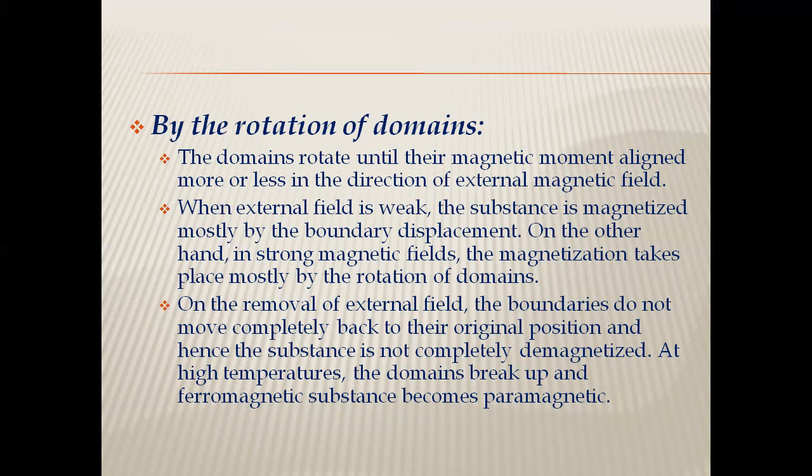When the external magnetic field is weak, the substance is magnetized mostly by boundary displacement. On the other hand, if the applied field intensity is high, the magnetization takes place mostly by the rotation of domains. On removal of the external field, boundaries do not move completely back to their original position. Hence, the substance is not completely demagnetized. At higher temperatures, the domains break up and ferromagnetic substances become paramagnetic substances.